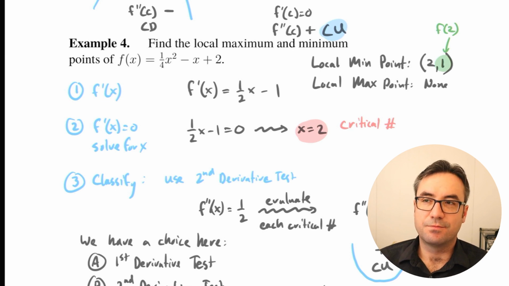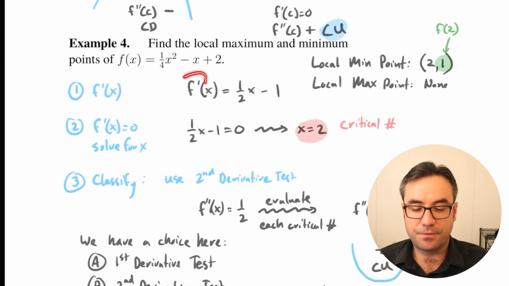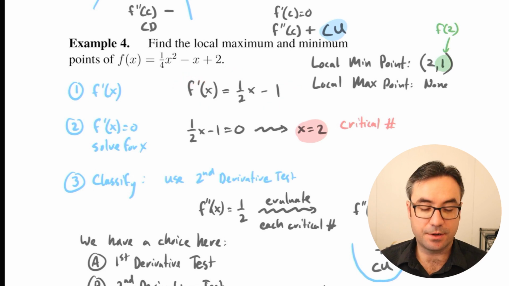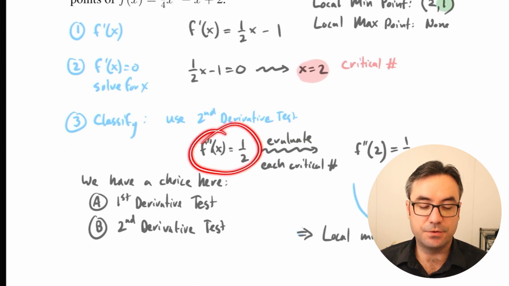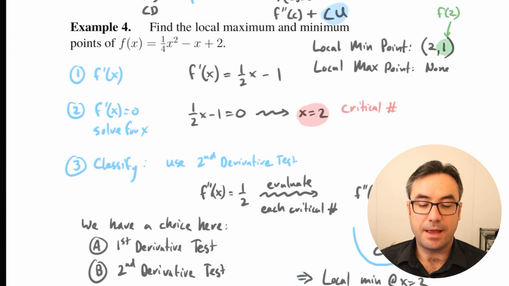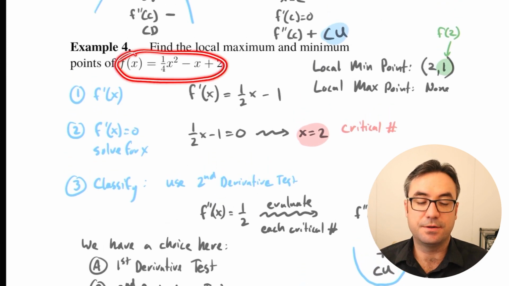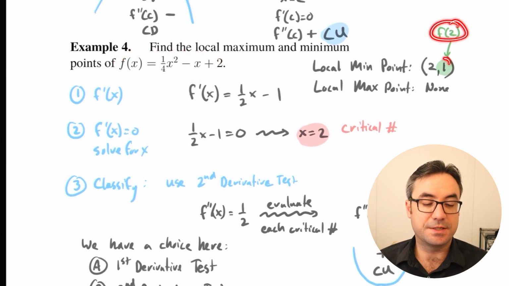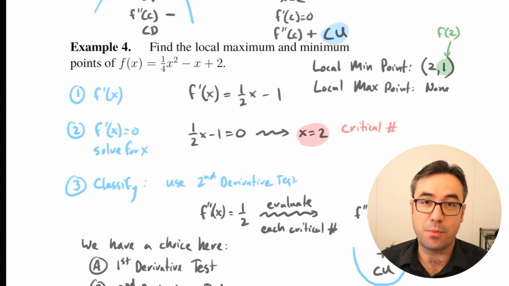So a lot of different functions floating around. First derivative, we use that to get our critical numbers. Second derivative, we're using that to classify. And the original function, that's what we're using to actually get the y coordinate for our point.